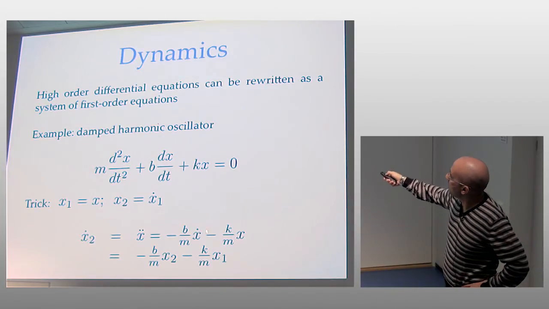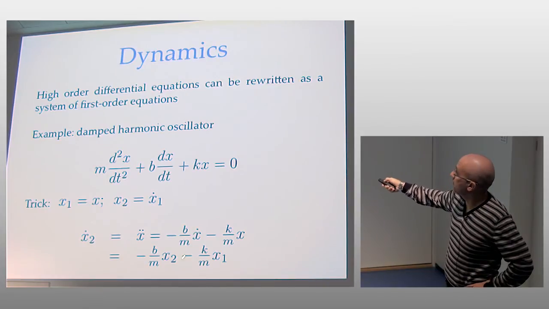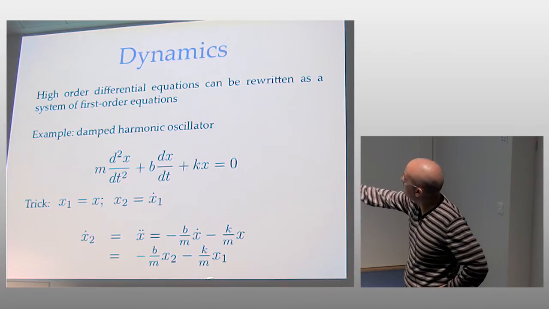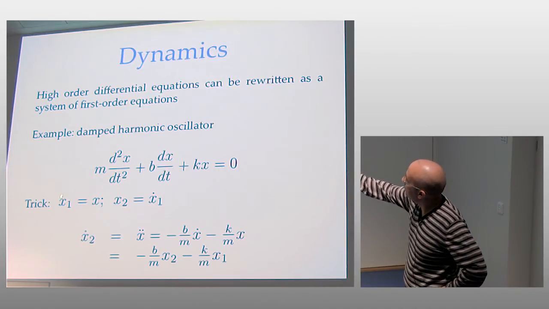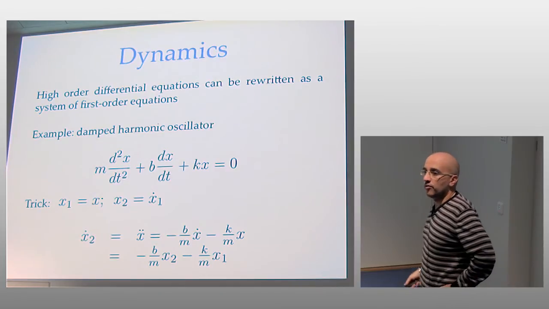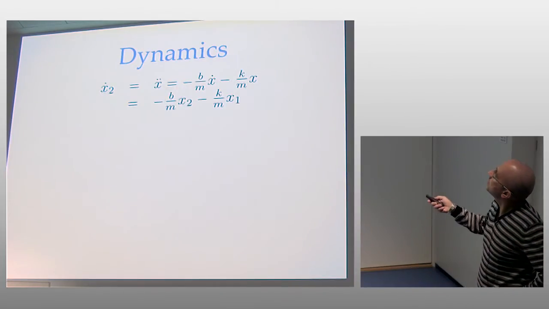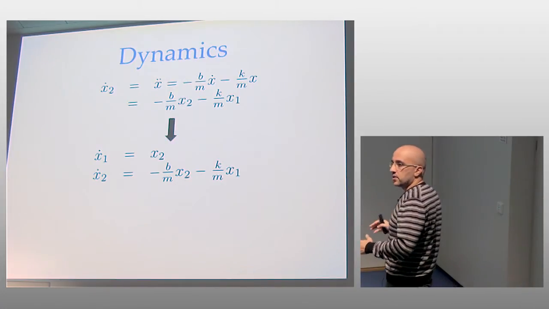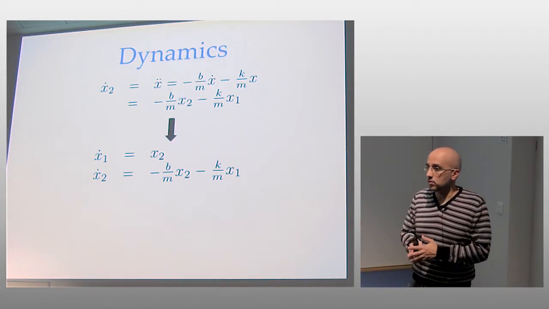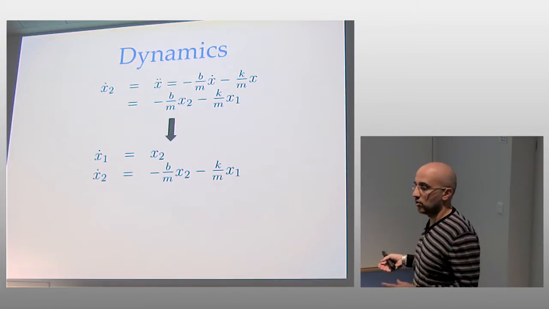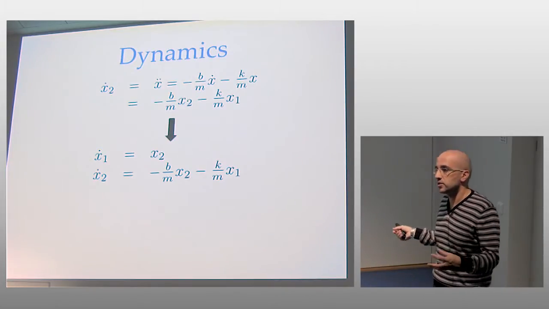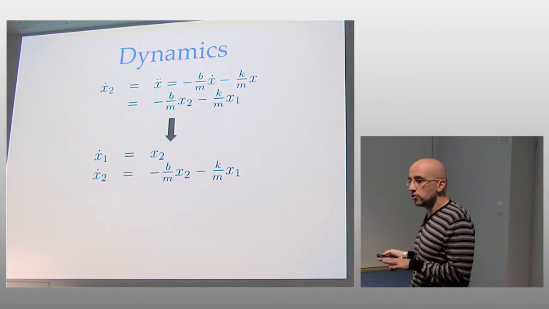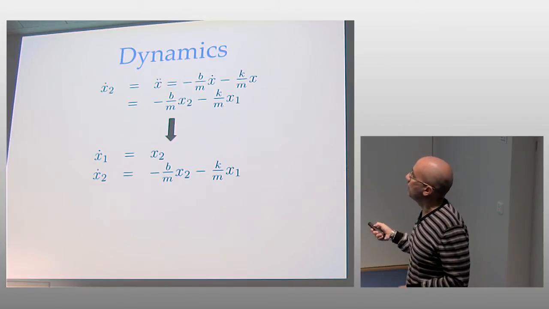But since x dot is x2, the first derivative of x is this new variable x2, I get this equation here, which together with that forms my new system, which is this one now. So what was a second-order system in one variable, describing in this case the motion of a mass subjected to a spring force plus some friction term, became a first-order system in two variables, x1 and x2.